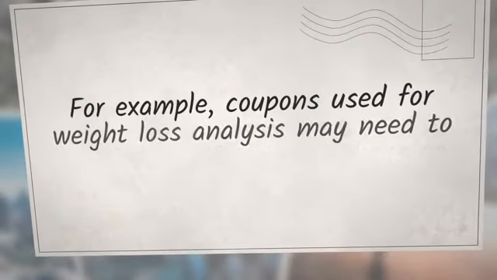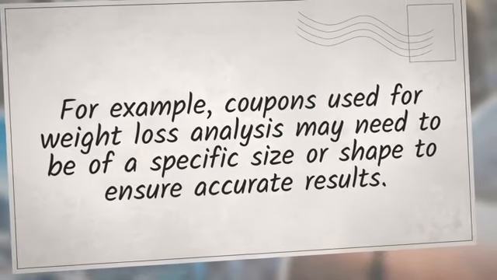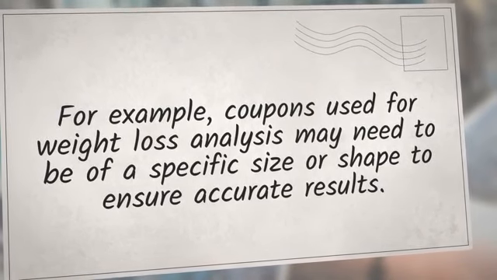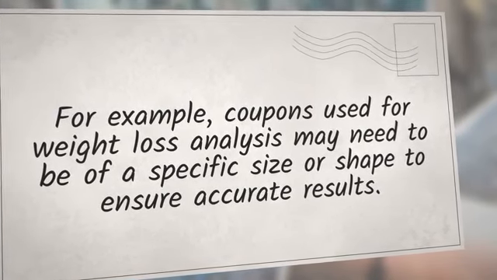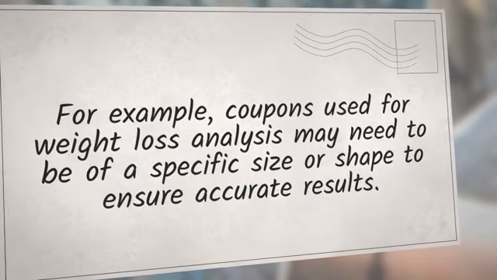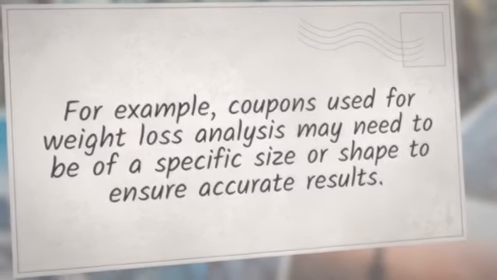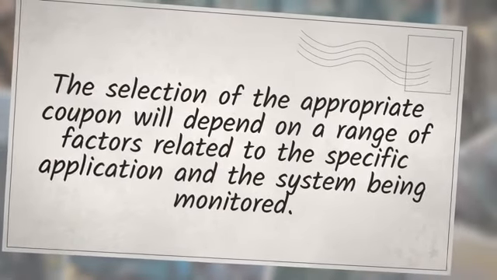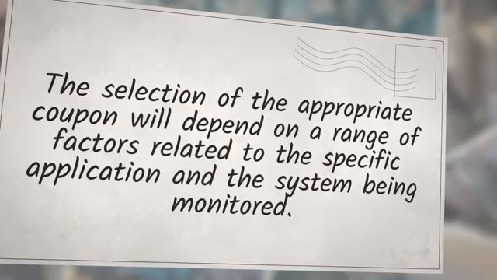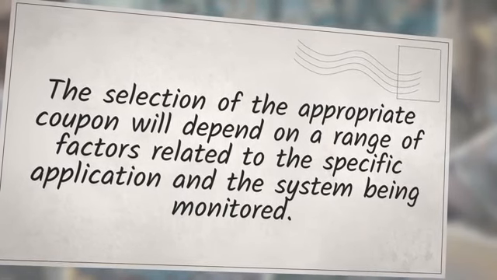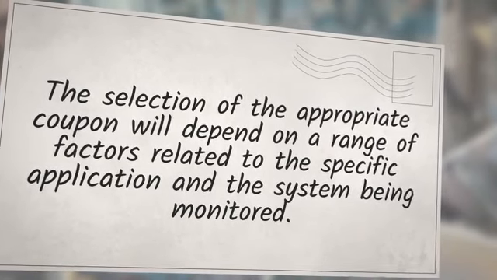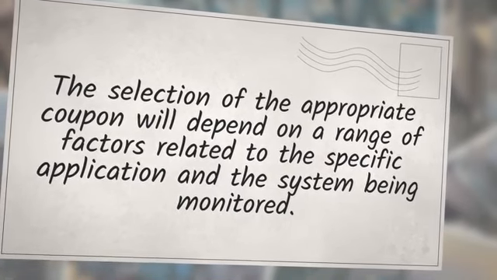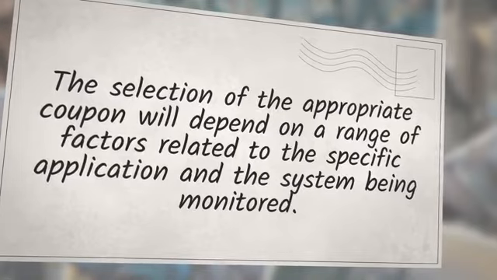Analysis requirements. The type of analysis required will also influence the selection of a corrosion coupon. For example, coupons used for weight loss analysis may need to be of a specific size or shape to ensure accurate results. Overall, the selection process for corrosion coupons is critical for ensuring accurate and meaningful data is obtained from the monitoring process. The selection of the appropriate coupon will depend on a range of factors related to the specific application and the system being monitored.